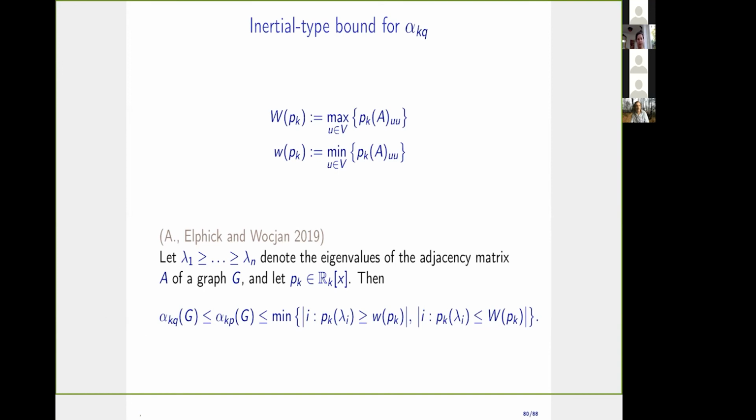But just keep in mind that alpha kq is upper bounded by the inertia bound. The reason I put this alpha kp is because for proving this result, it's easier to actually prove it for something called the k projective packing number of a graph, which I'm not going to explain here, but it was just easier for us to prove. And then we know that it upper bounds alpha kq.